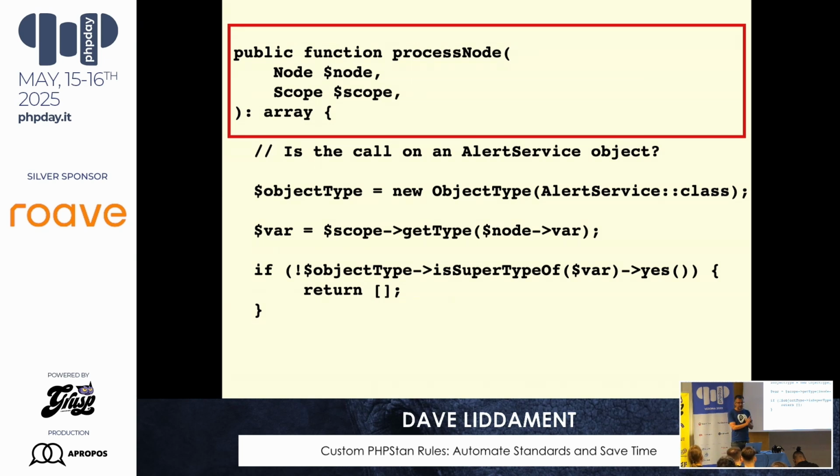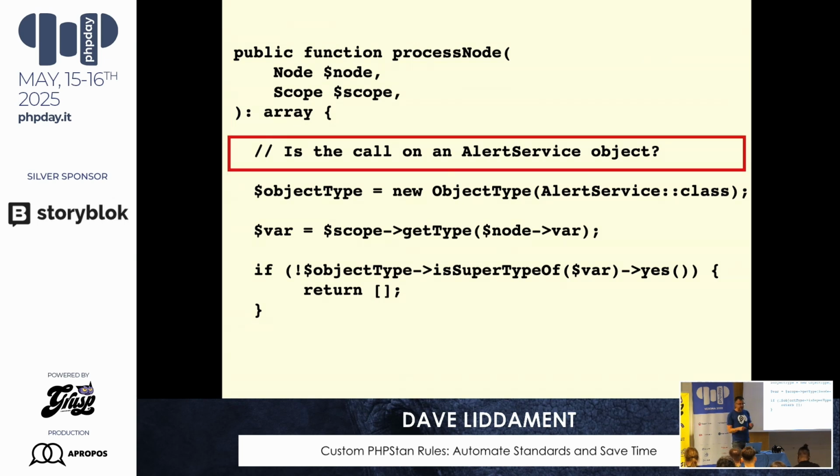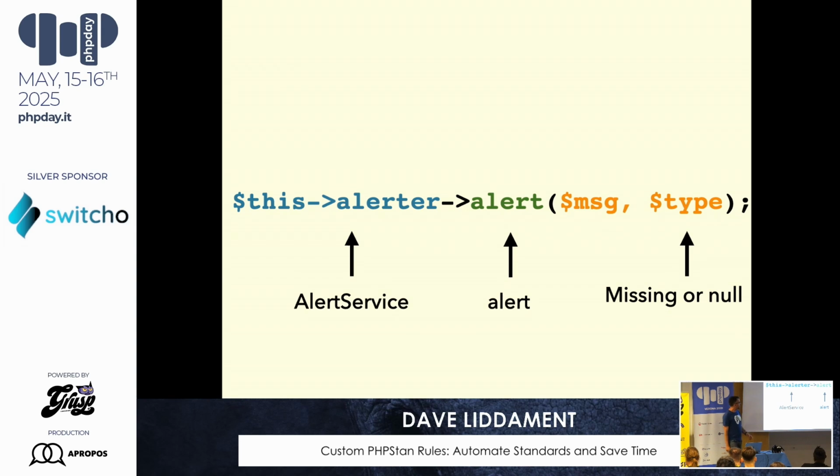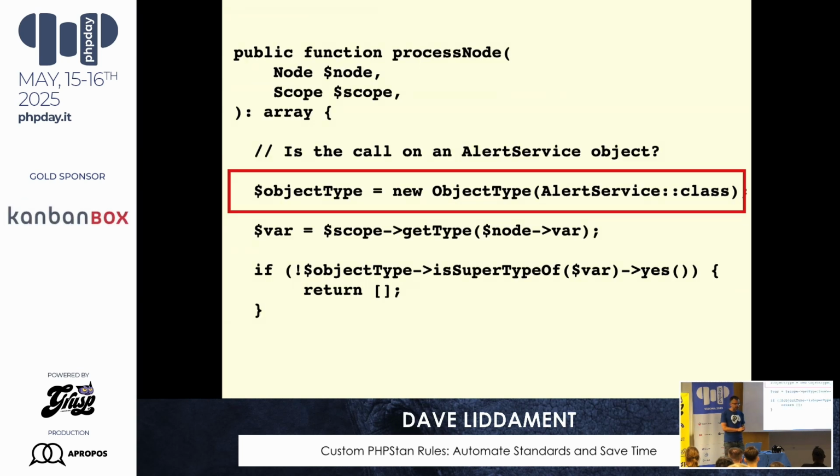So again, we're going to ask ourselves 3 things. The first thing we're going to ask is, is the call on an alert service object? So remember, we're looking for code like this, and we're asking, is this bit here, the bit in blue, does it refer to the alert service class? And this is one way we can do it.